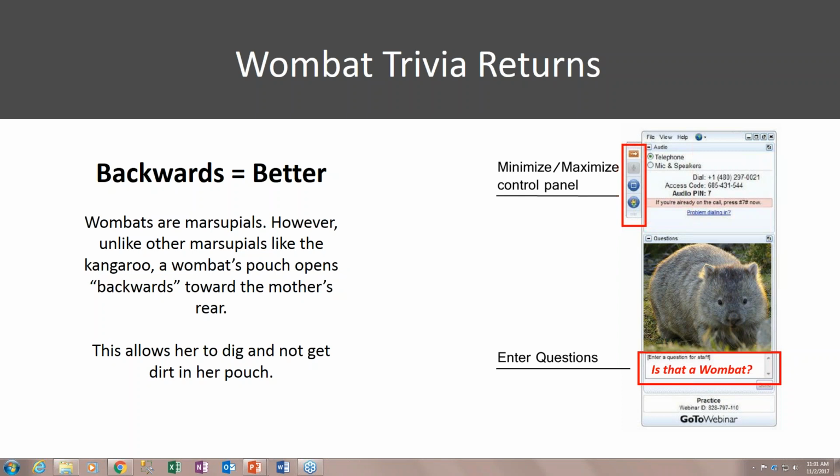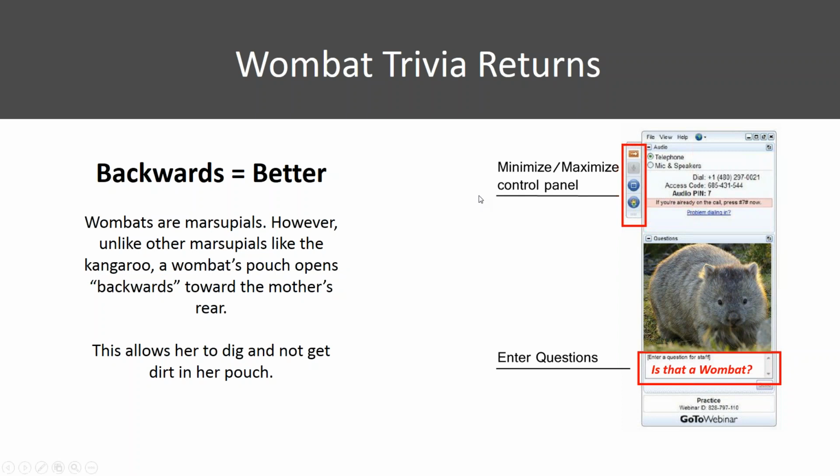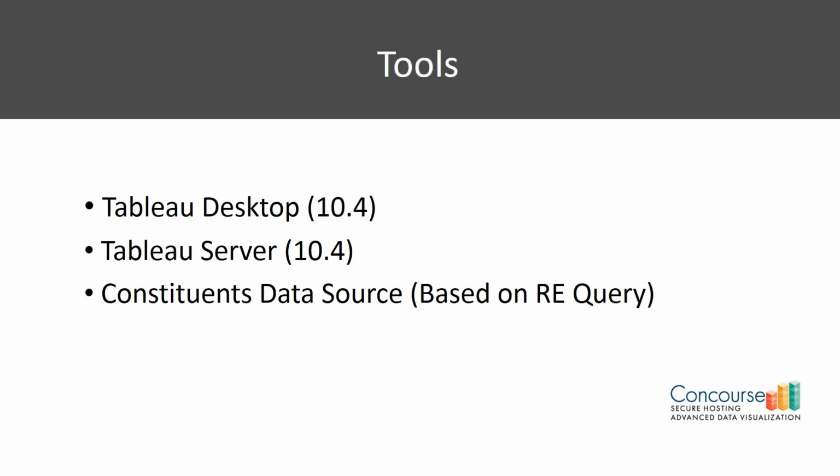Wombat trivia is back again. So wombats, as you may or may not know, are marsupials. However, unlike other marsupials, a wombat's pouch actually faces the other direction, or backwards, toward the mother's rear. This allows the wombat to dig and not get dirt in her pouch. So keep that in mind. I love wombats. There's no reason why I do that. I just throw out wombat trivia just to kind of lighten it up and make it fun.